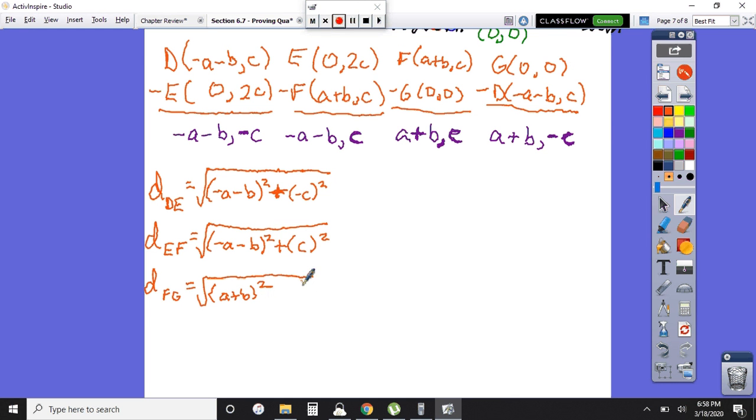I swear my hands aren't shaking. Plus c squared. And then the distance from, what are we at? G to D, square root, quantity a plus b squared. Maybe my hands are shaking because I have the coronavirus. Oh my god. Okay. Now, notice, I don't have the coronavirus, I promise. At least I don't think so.